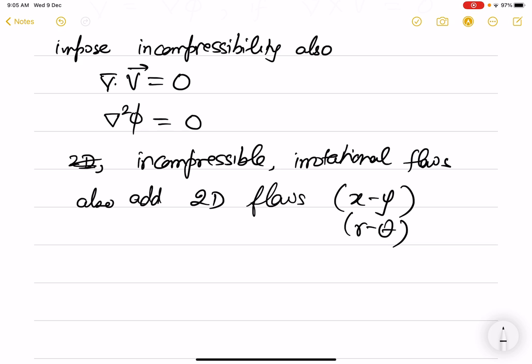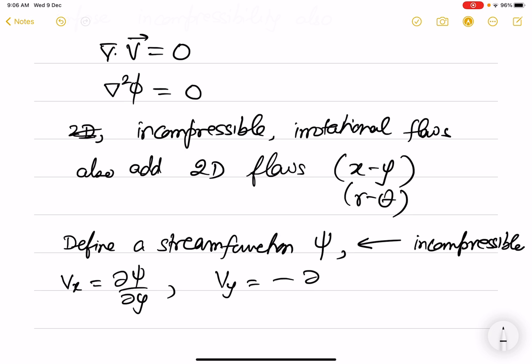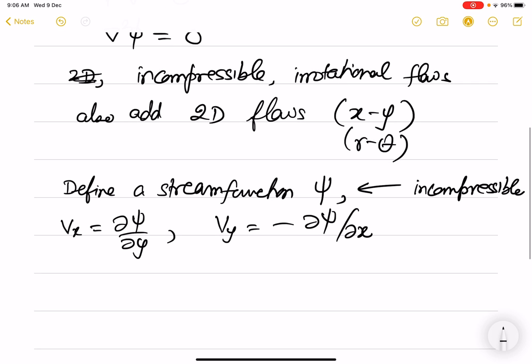And if we have 2D flows, then we know that we can define a stream function psi. To define this, we only need the flow to be incompressible. And how did we define psi? Vx was equal to partial psi by partial y. Vy was equal to minus partial psi by partial x. This we have seen when we talked of the differential form of the continuity equation.